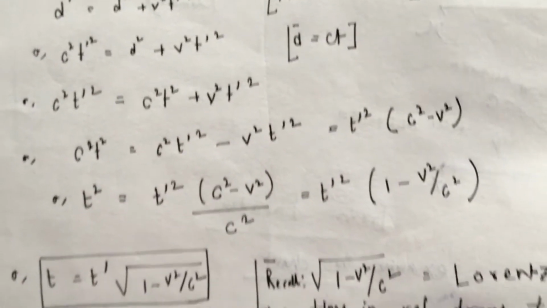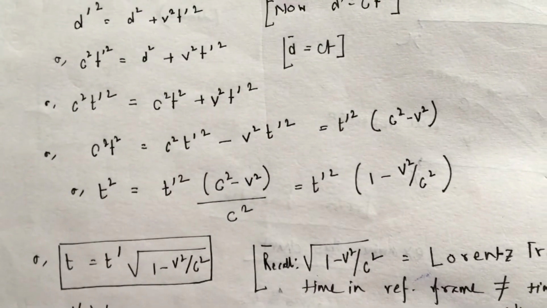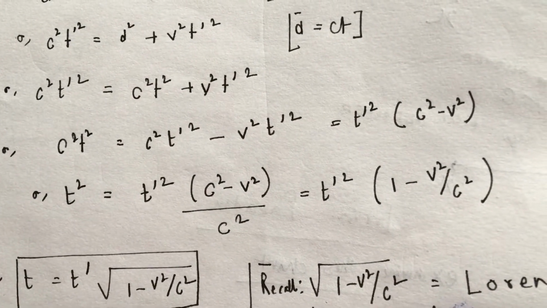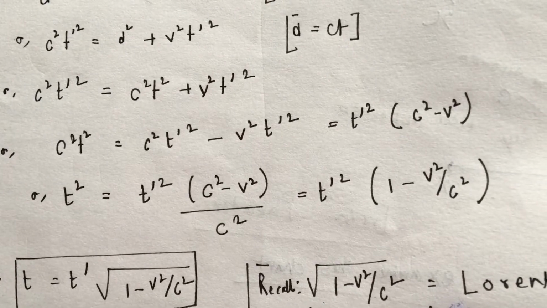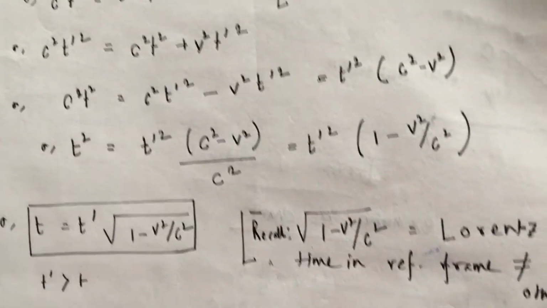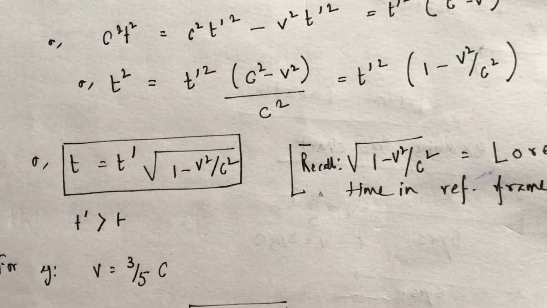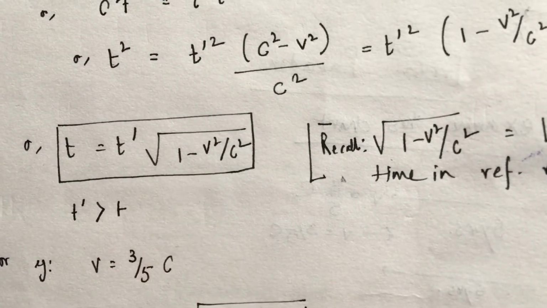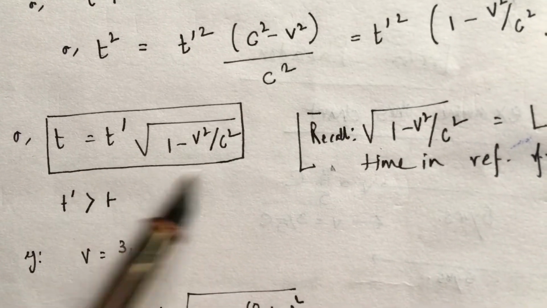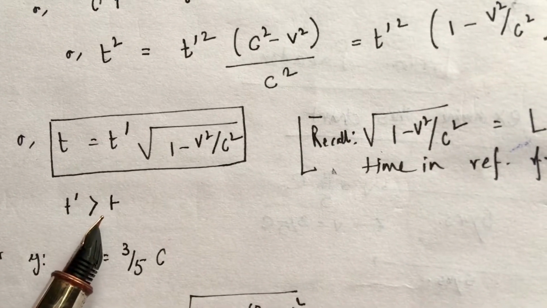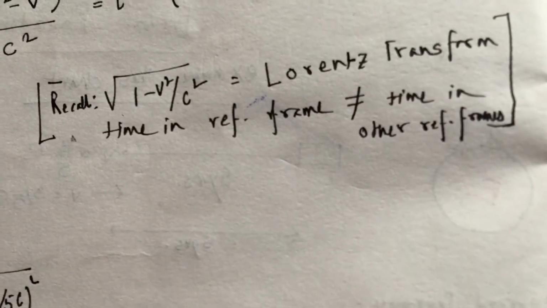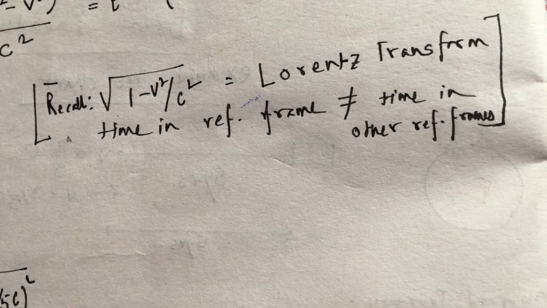So here is the calculation. Here are the steps. I have just substituted for d and d prime. We have found that t equals t prime times the square root of 1 minus v squared by c squared. It is quite evident from this relation that t prime is obviously greater than t. Let me recall, this is also discussed in my previous video of special theory of relativity.